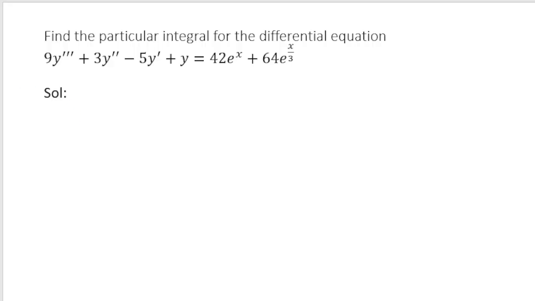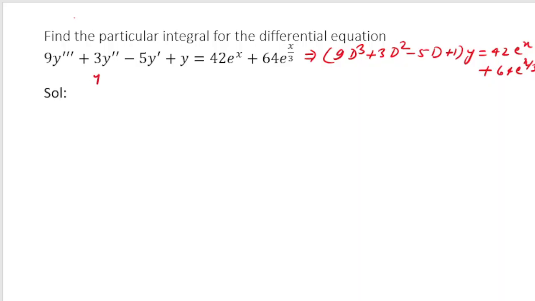So before I move to the next type, I am going to take this problem, and in this again I am not going to find the CF part. CF part we already have done in detail. So if you just write this differential equation in the operator form, it will look like (9D cube plus 3D square minus 5D plus 1) y is equal to 42 e to the power x plus 64 e to the power x by 3. Right. So how to solve it?